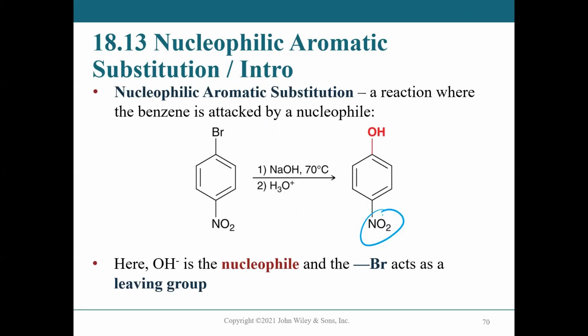The ring must also contain a good leaving group. Here's a good leaving group, I'll call it LG. And the leaving group must be either ortho or para to the electron withdrawing group. If the leaving group is meta to the nitro group, the reaction is not observed. So if we put our bromine here, we're not going to see this reaction go through. This would not happen if it were in the meta position. But that's not the case. If we're in the ortho-para position, we can go ahead and do this.